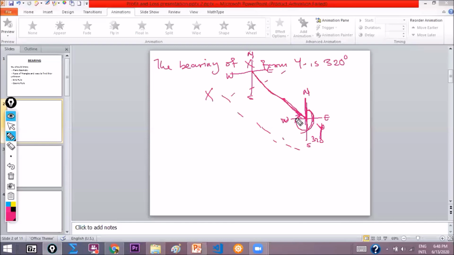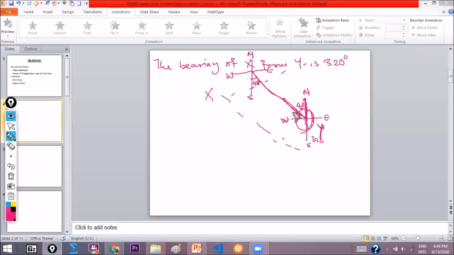So this is 320. Now, since we know from here to here is 320, how do you get this angle here? Can someone tell me? That'll be 360 minus 320, that's 40. So this angle is 40. And remember, I said you must have a knowledge of plane geometry. If you have this angle here as 40, this angle will also become 40, because they are alternate angles.